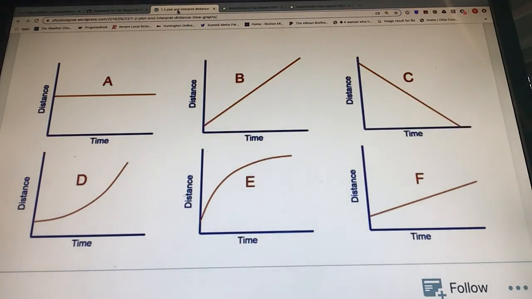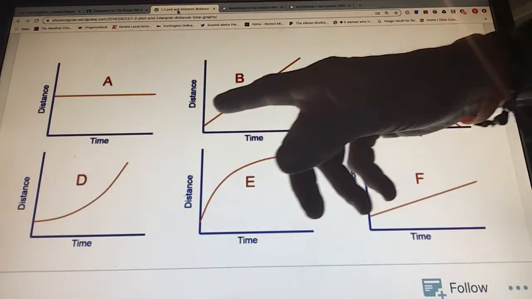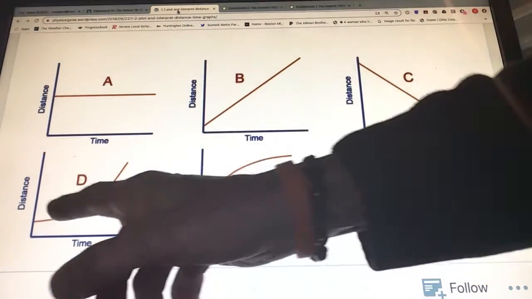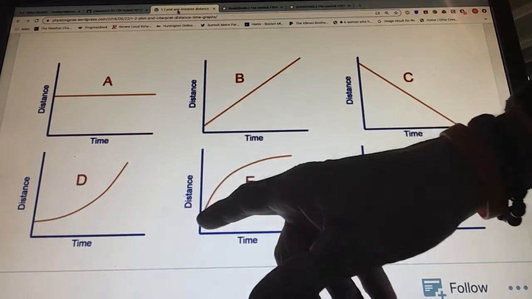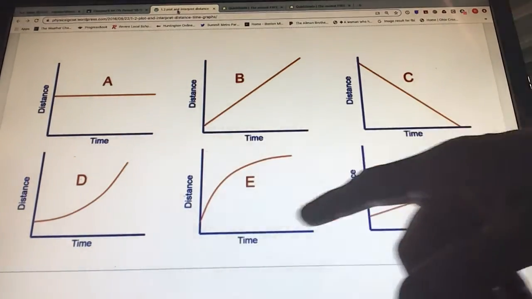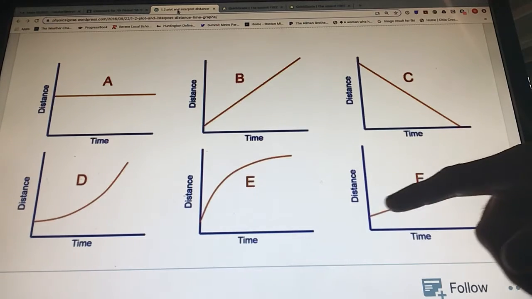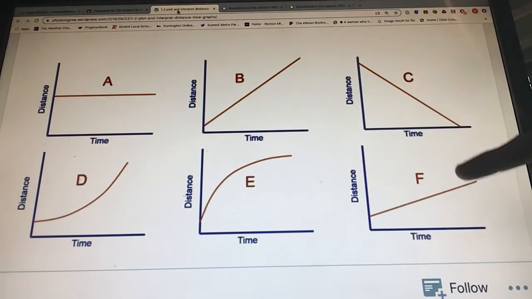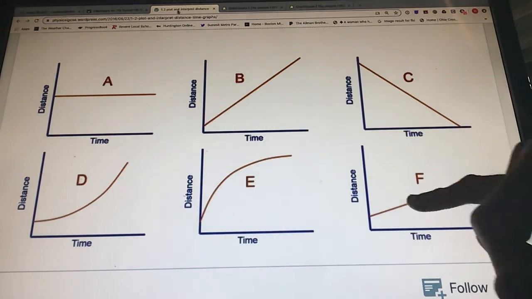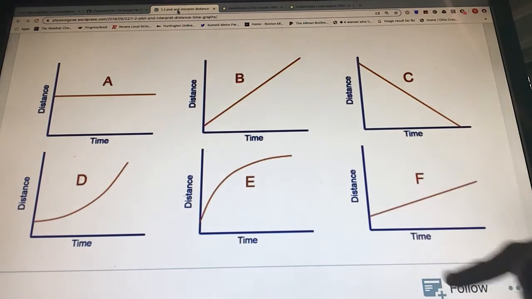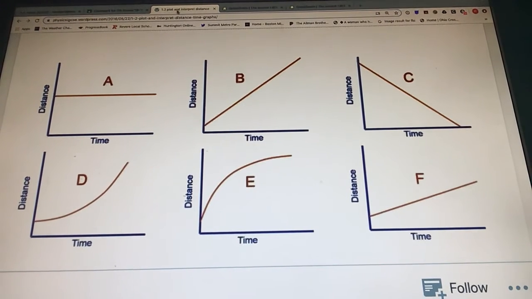Okay? So stopped, moving away at a constant speed, moving toward at a constant speed, accelerating away, decelerating, moving away from starting point, and this one is just moving at a constant speed, moving away, but at a slower speed than B. Okay? And this person also did not start at 0. They started at maybe a meter away from some starting point, some other point. All right?